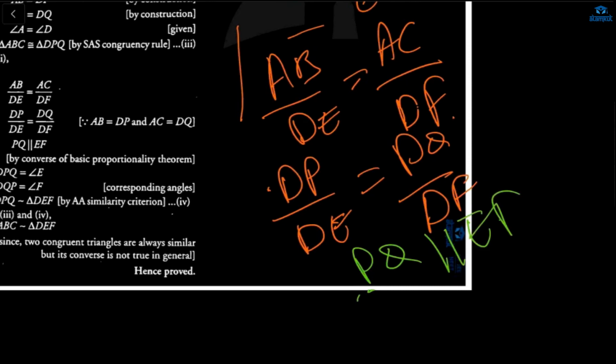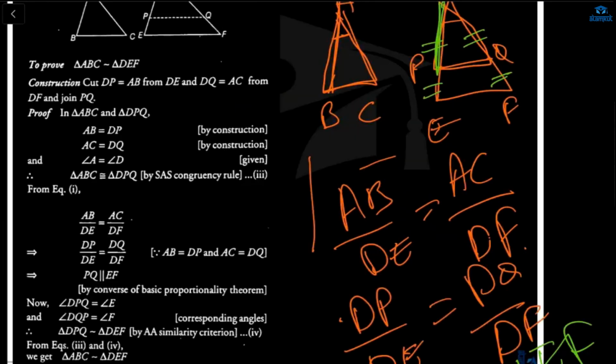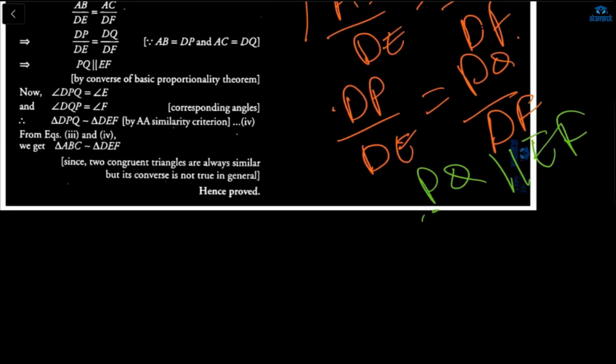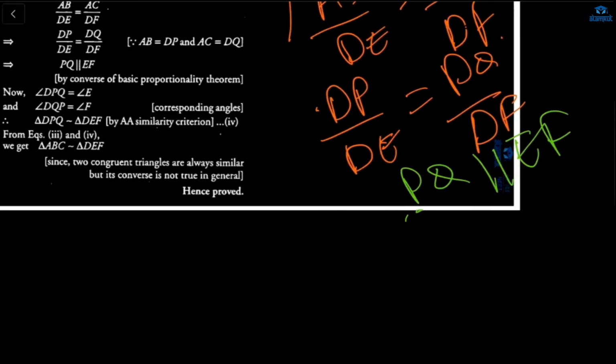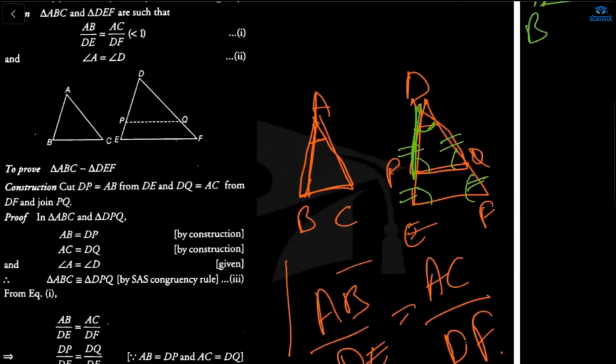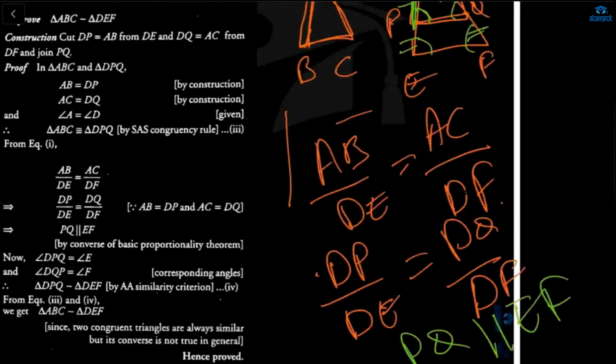And if PQ is parallel to EF, that means these angles are equal. This angle is equal to this angle. So if both the angles are equal, angle DPQ is equal to angle E and angle DQP is equal to angle F, and angle D is common in both the triangles. So if angle DPQ is equal to angle DEF and angle DQP is equal to angle DFE, then both the triangles are similar.